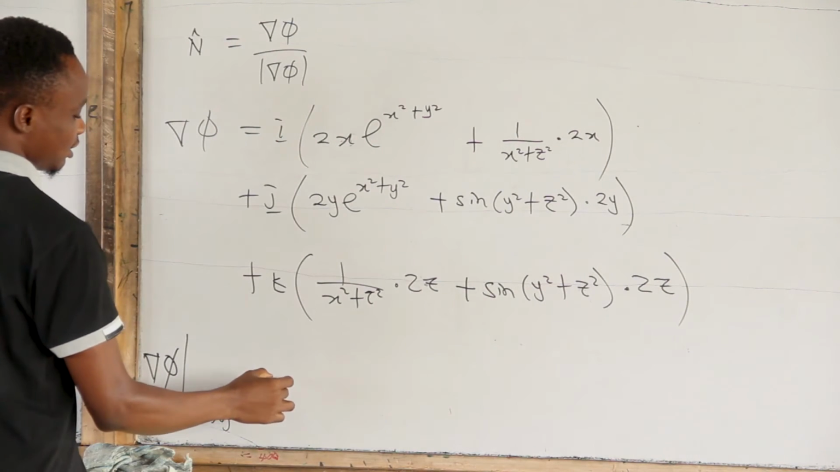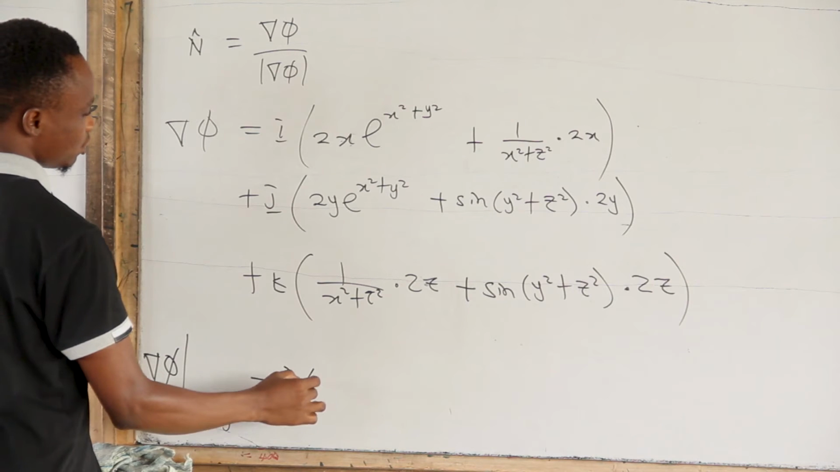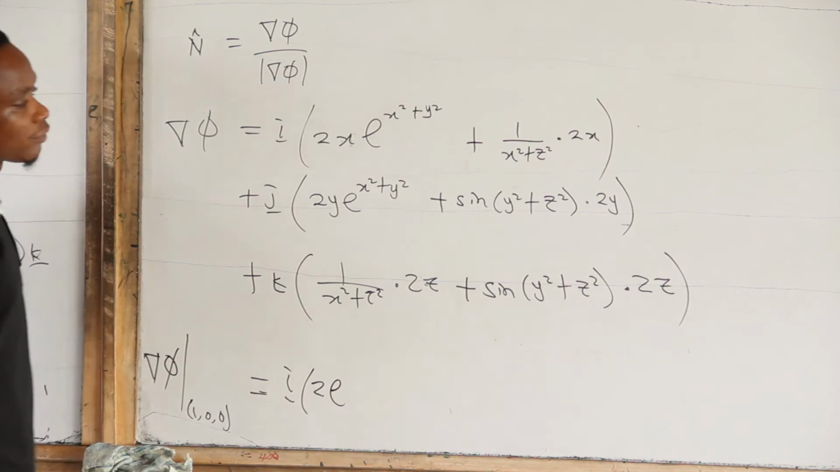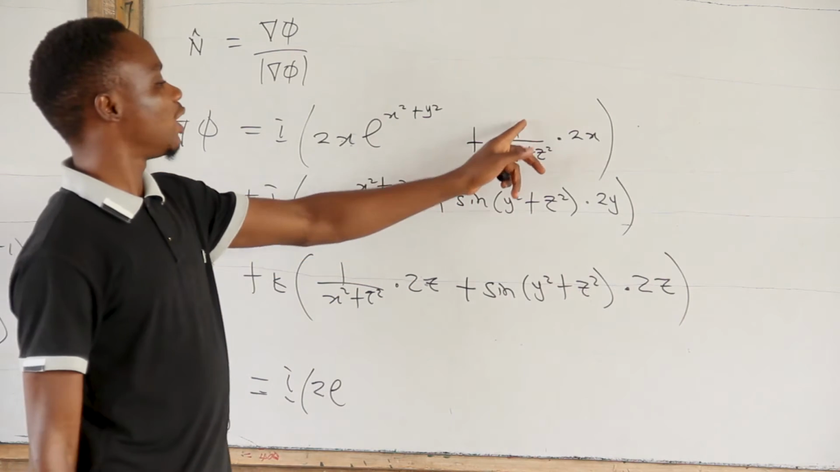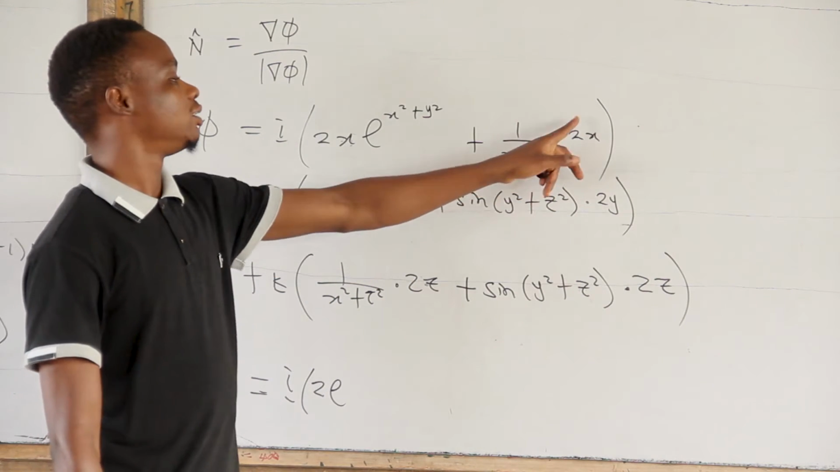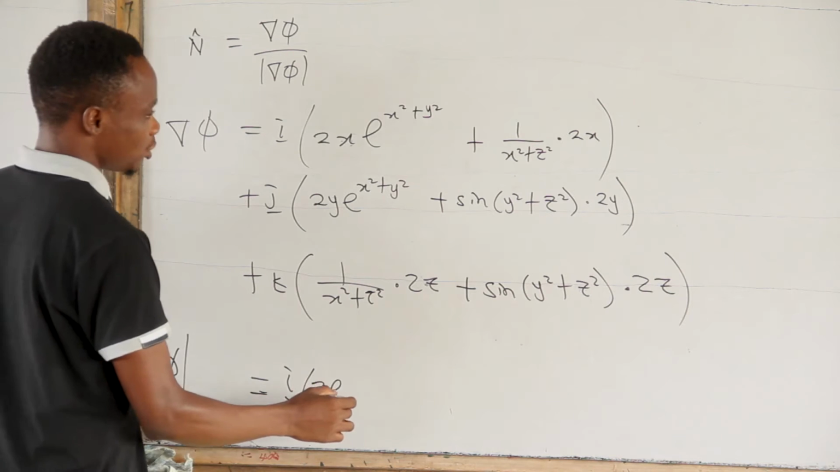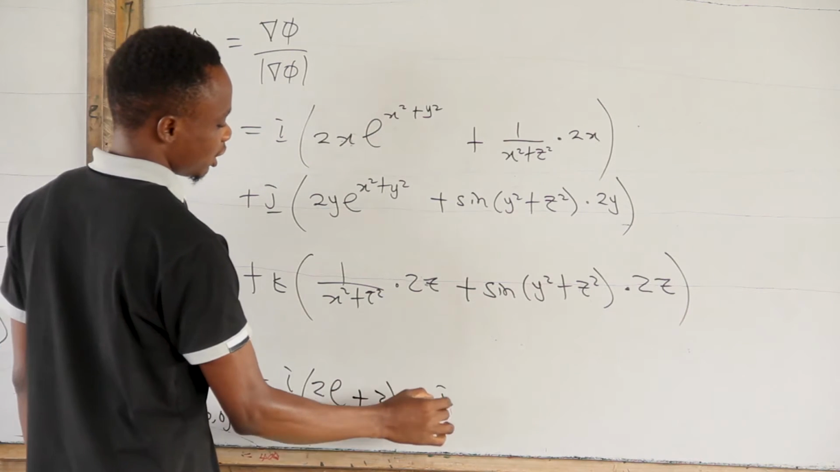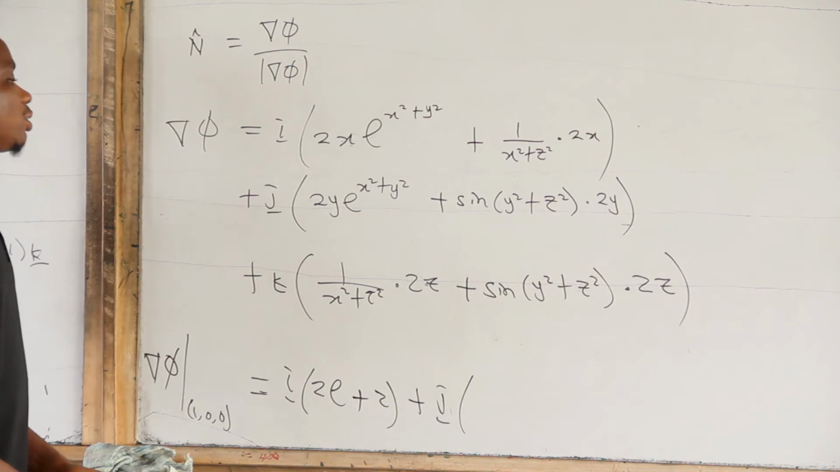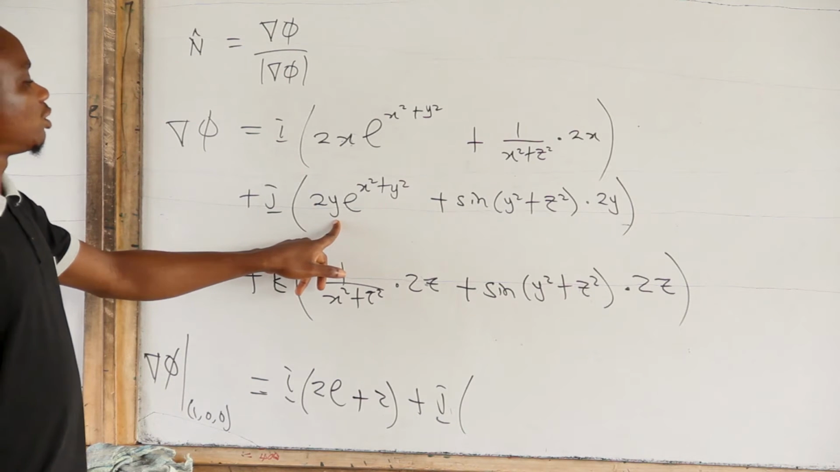That will be i into 2e. Is it clear? Then you substitute the same thing here. This is going to be 1 over 1, then multiplied by 2. So that will be plus 2. Then we'll move to the next one, plus j into, this is going to be 0. Is it clear?